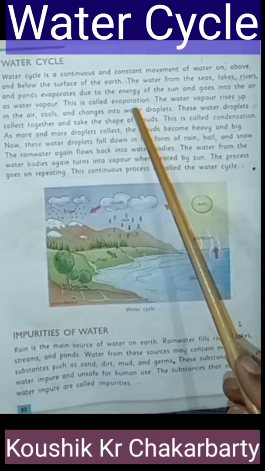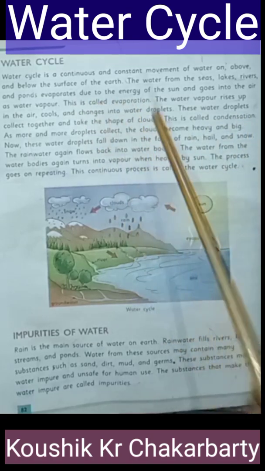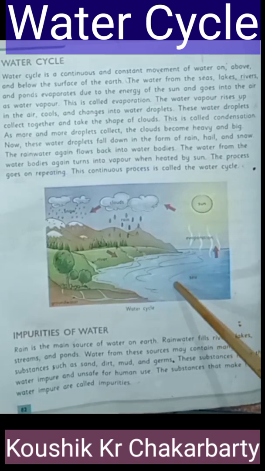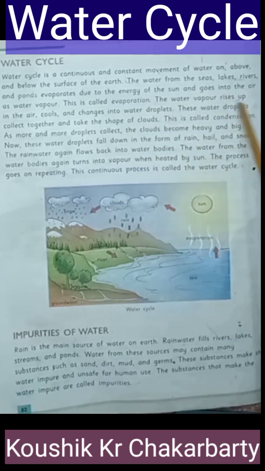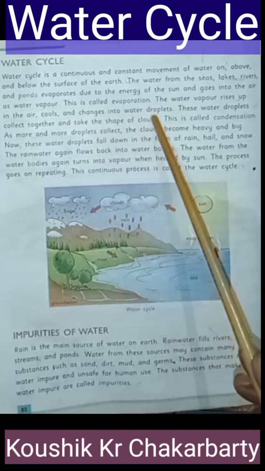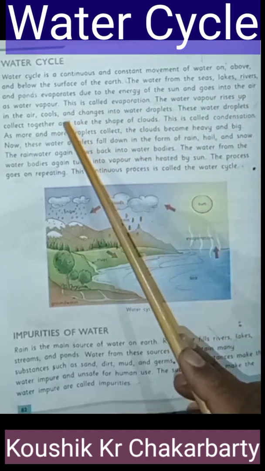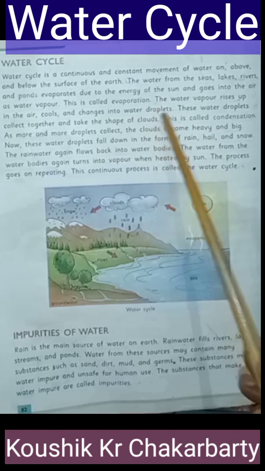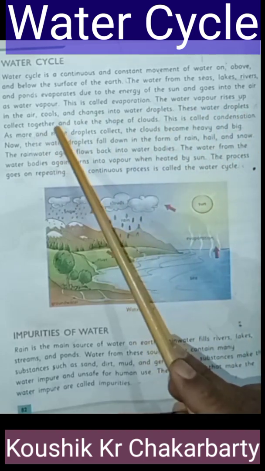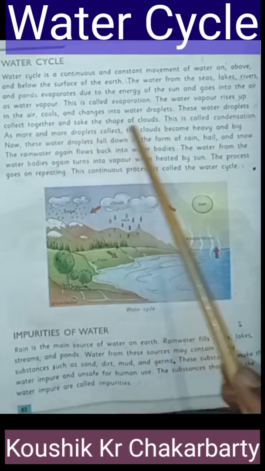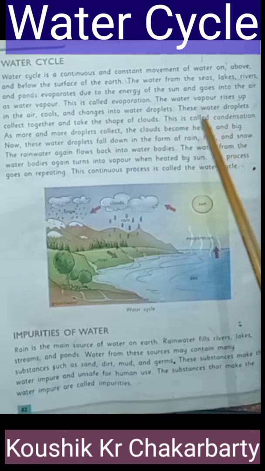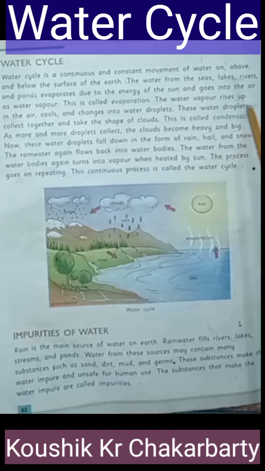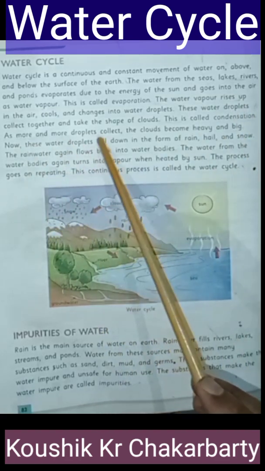Condensation. Evaporation, everyone understood that due to the heat of the sun the water is rising up, the water changes into water vapor and it is rising up, right? This is called evaporation. And when the water vapor rises up in the air and cools and changes into water droplets, जब वो ऊपर उड़ गई और फिर ठंडा हो गया और वाटर ड्रॉपलेट्स में बदल गया, these water droplets collect together, और वो एक साथ क्या होती है? जमा हो जाती है, and take the shape of clouds, और वो बादल के शेप में ले लेती है. This process is called condensation. इसको हम लोग क्या कहते हैं? Condensation. Easy.